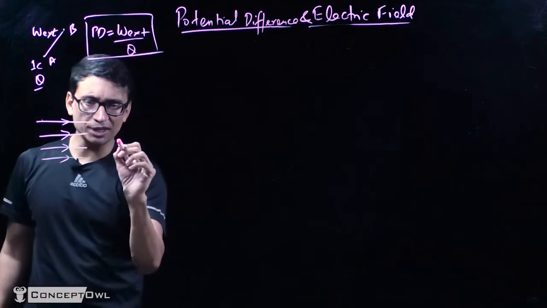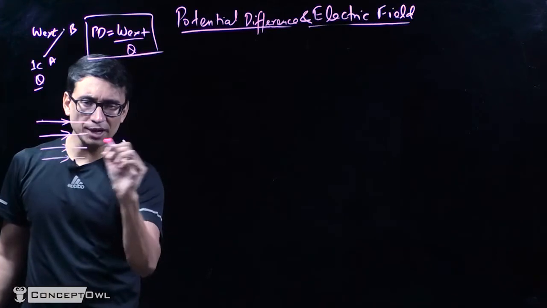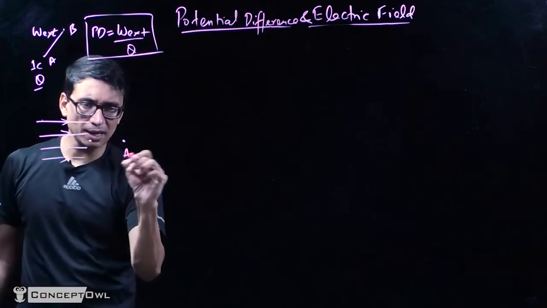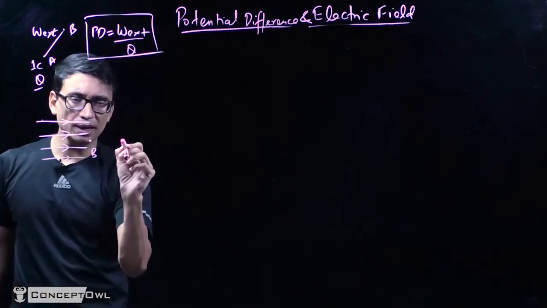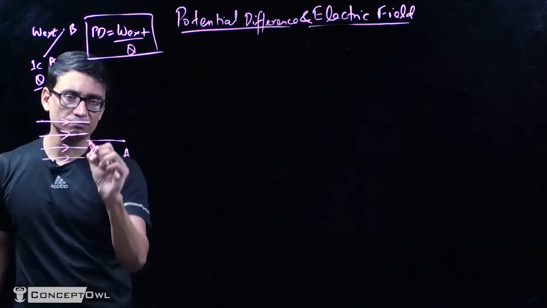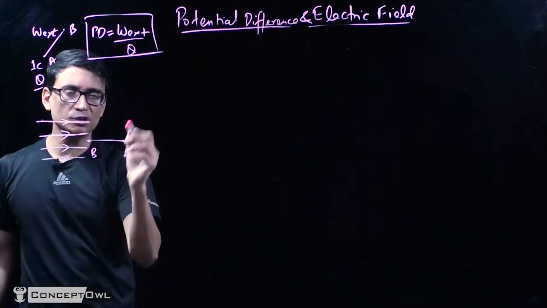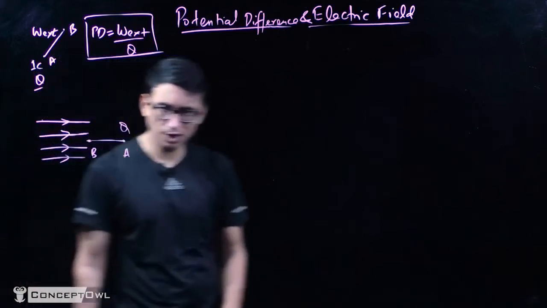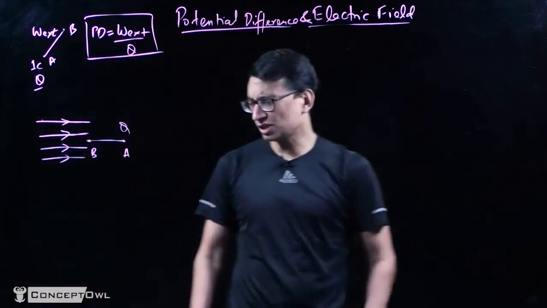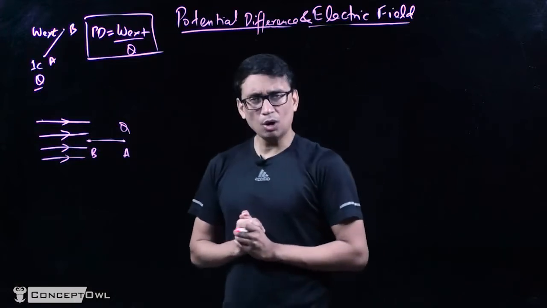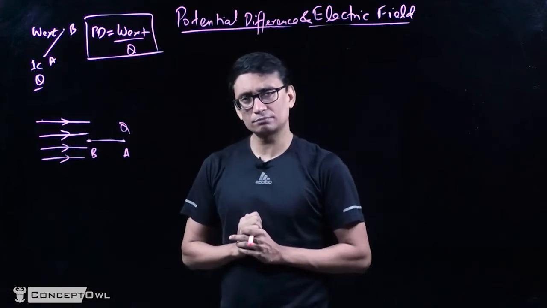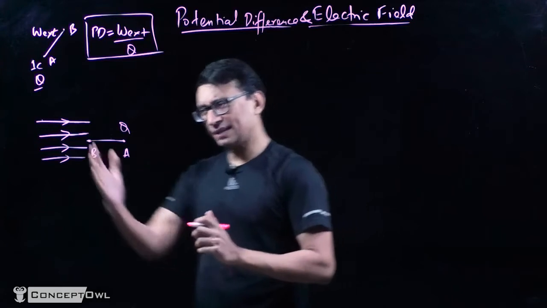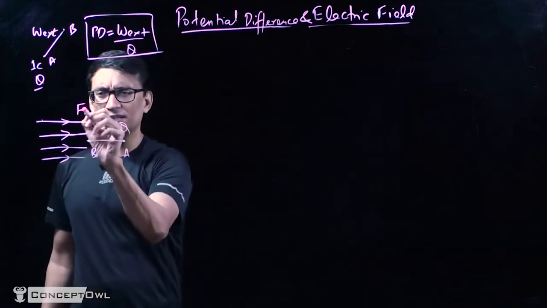Now if I take an object from point A to point B, this is my A, this is my point B, and the object has charge, let us say charge Q. So the question is, what will be the work done? The electric field here is constant. Let's say the field is E.